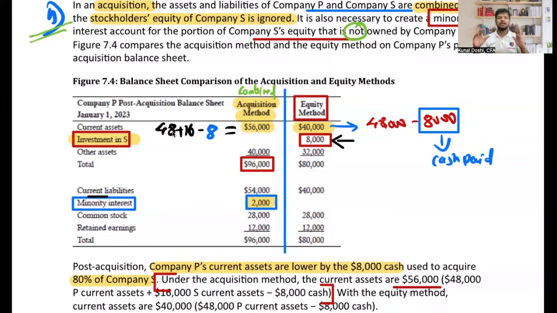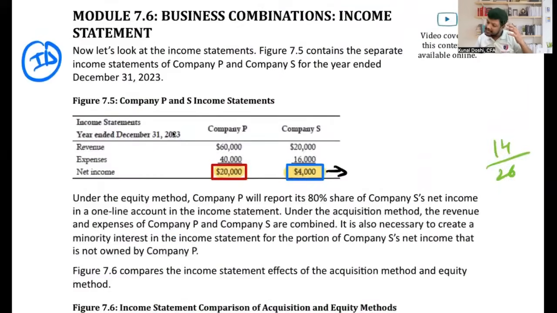The acquisition method is actually more simple. You add all the assets and liabilities, correct? And whatever proportion you do not own, that you show separately as a minority interest. All right, understood. So the proportion that we do not own. Same way, we will analyze the income statement.